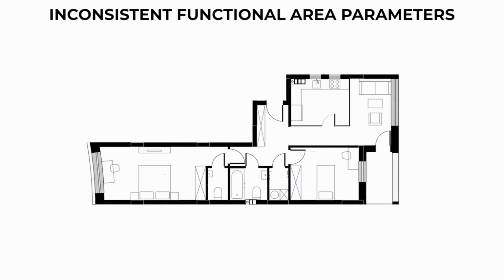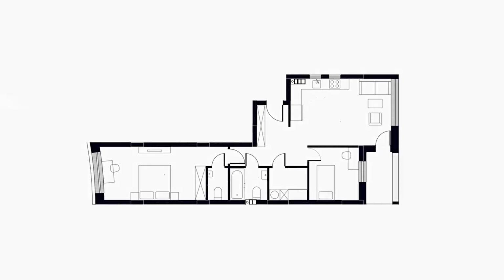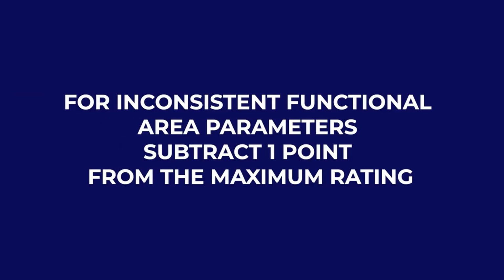If functional area parameters are inconsistent with the class of the apartment, for example, a premium class apartment has a small 8 square meters, separated kitchen, small bathroom, or insufficient number of bathrooms, or small bedroom of less than 6 square meters, subtract 1 point from the maximum rating.